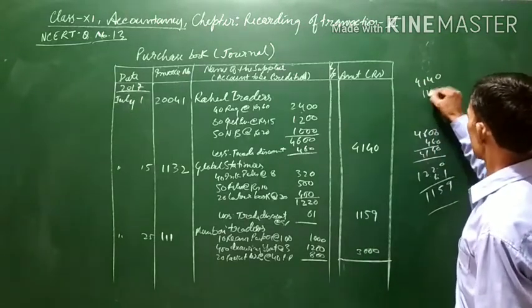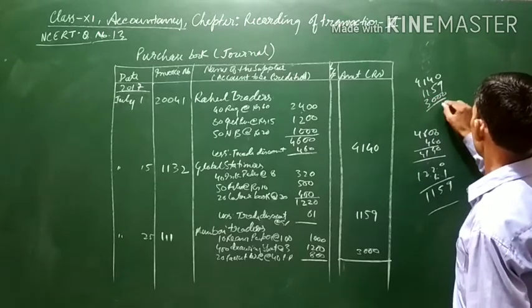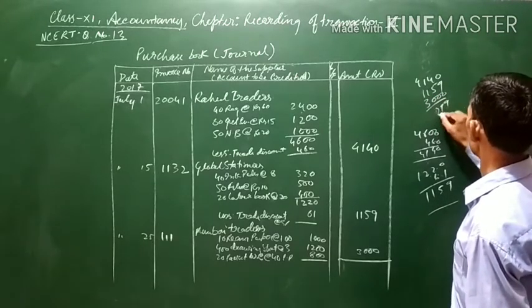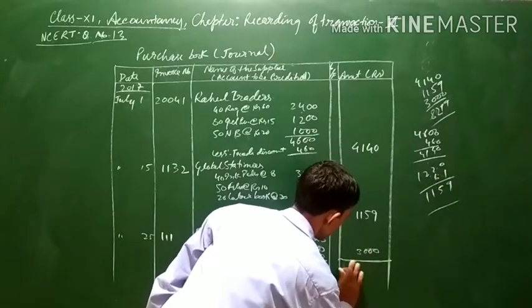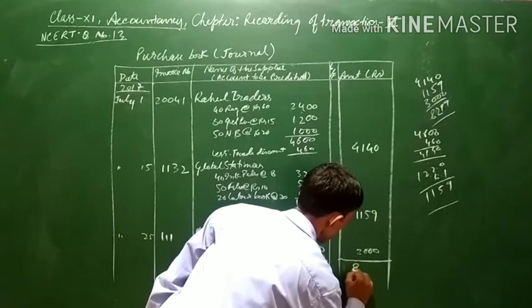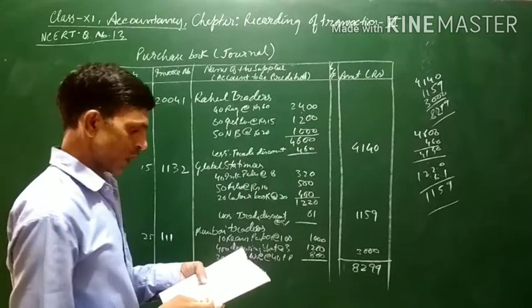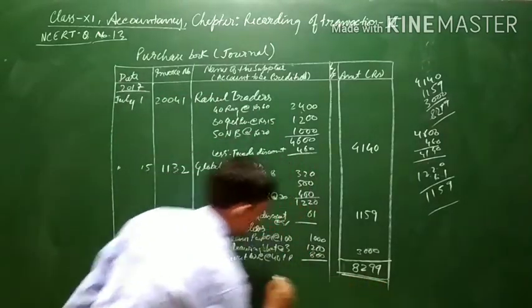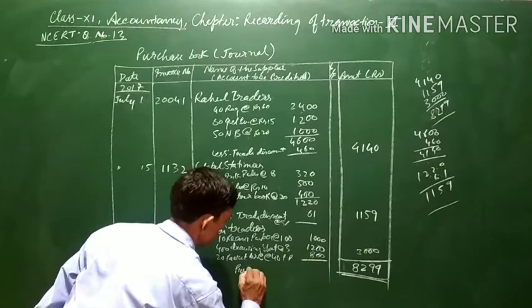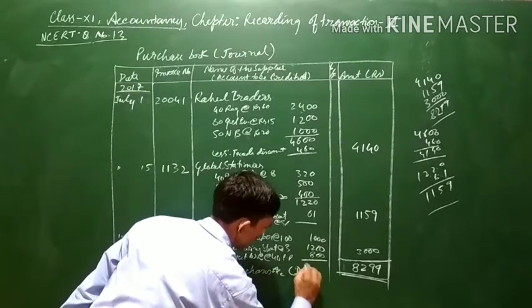So 4140 plus 1159 plus 3000. A total of this is 8299. Total of this will be transferred to where? To the purchases account. This is the total and it will be transferred to the purchases account, and the purchases account is debited. In bracket we will write debit.